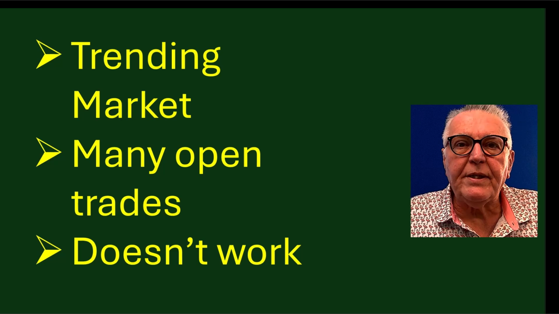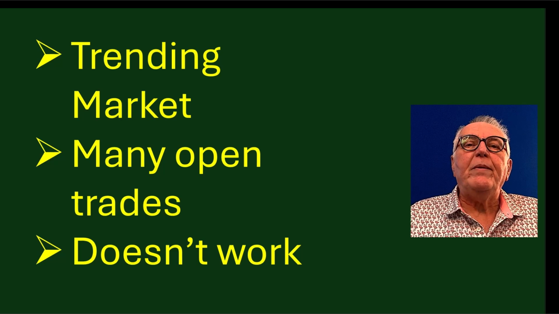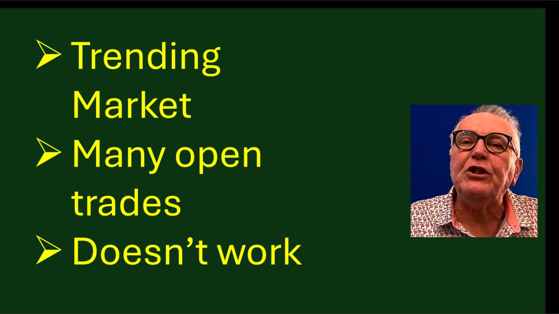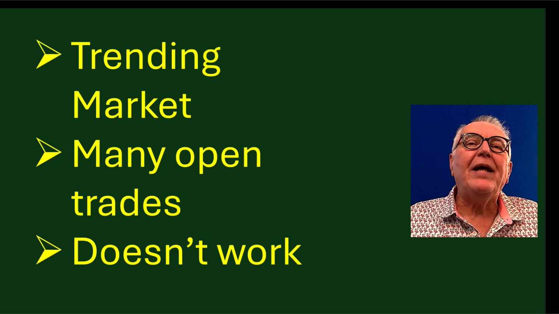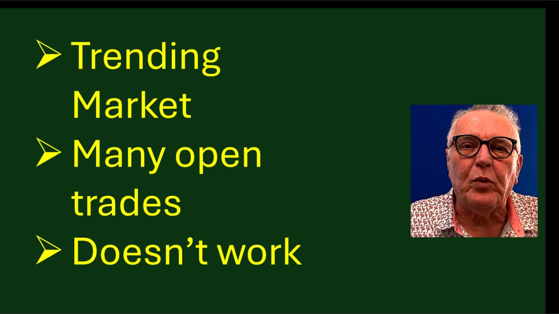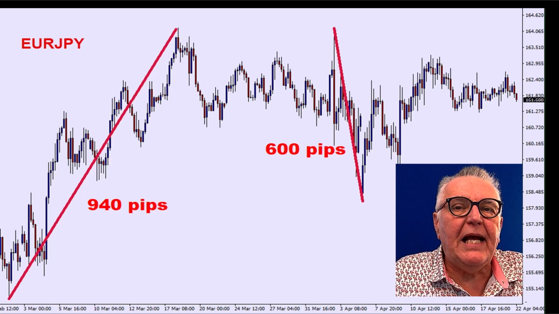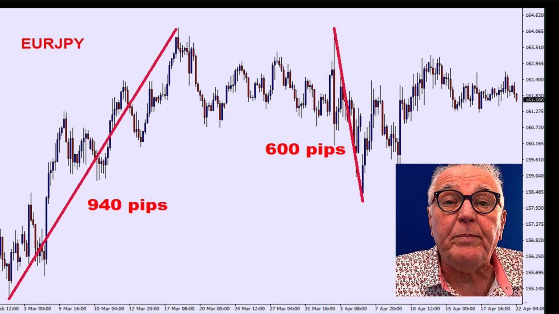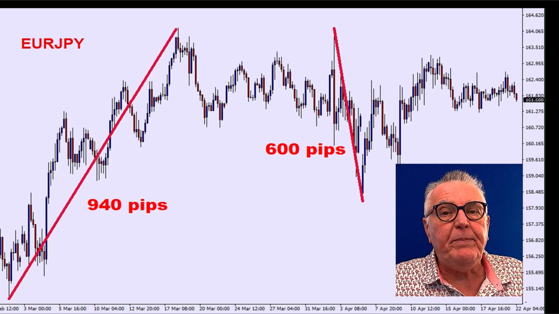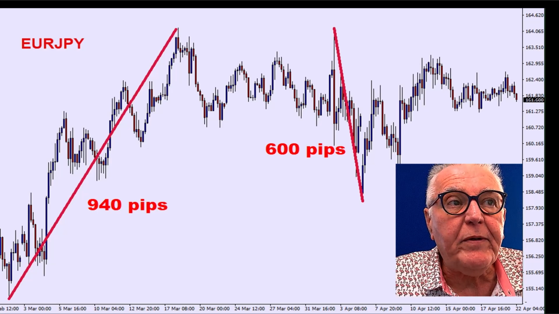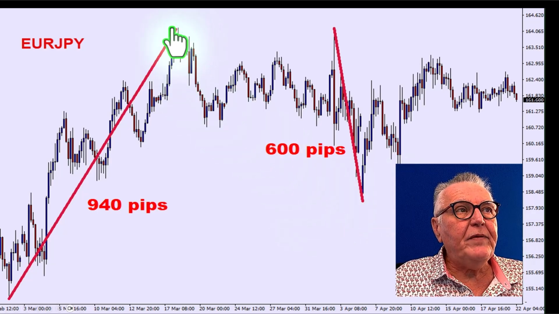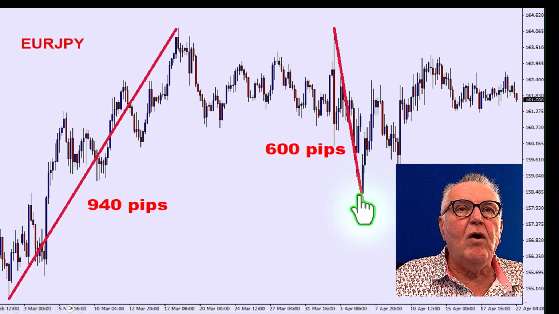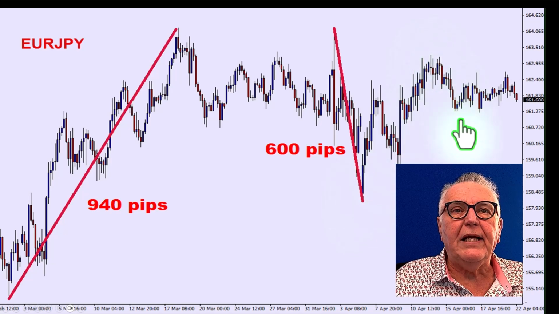Now there are many myths about grid trading, and one of them was it cannot trade in trending markets. The other one is it has too many open trades. And the other one says, basically, it just doesn't work. So what you're going to be seeing here is a period where the euro yen trended almost 1,000 pips, 340 pips. Then there was another 600 pip trend, and even that could be regarded as a trend of 600 too. And then there are a few other 500 pip trends and 200 pip trends.